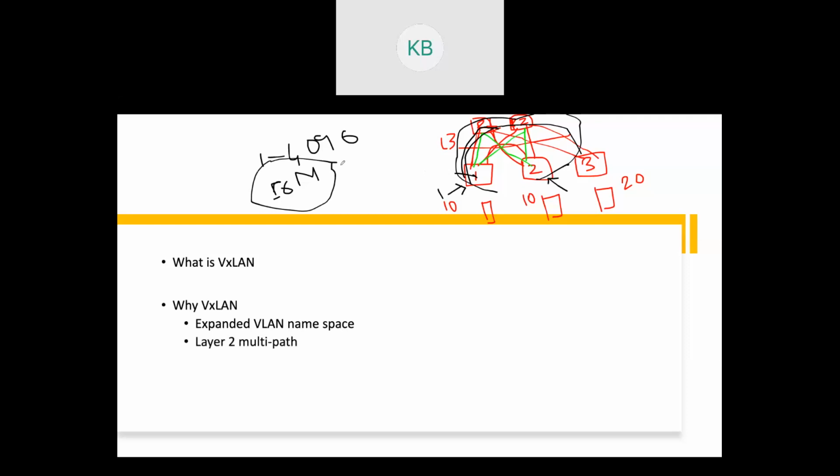Layer 2 multipath, as we just talked about, means you can load balance, you can do ECMP. You don't need to worry about spanning tree convergence time anymore. You don't need to worry about any bridging loop. As long as you have IP connectivity and it is ECMP, then it's fairly easy to manage.